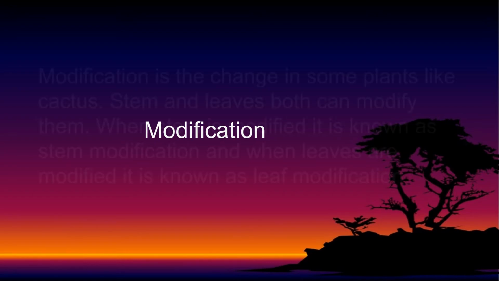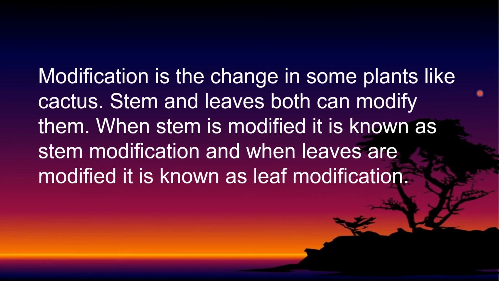Modification. Modification is the change in some plants like cactus. Stem and leaves both can modify. When the stem is modified, it is known as stem modification, and when leaves are modified, it is known as leaf modification. Now, the modifications are some extra features.